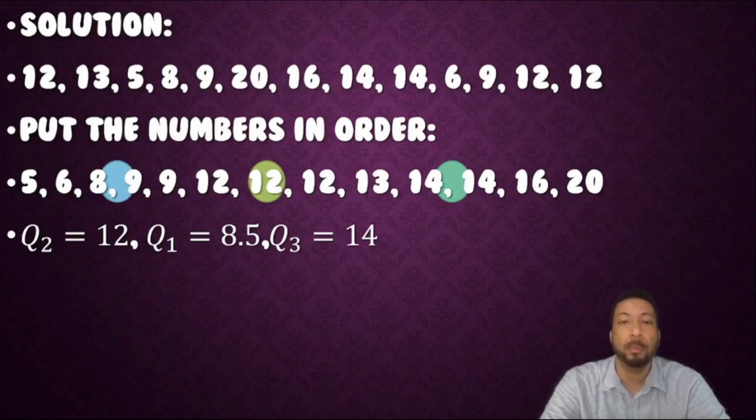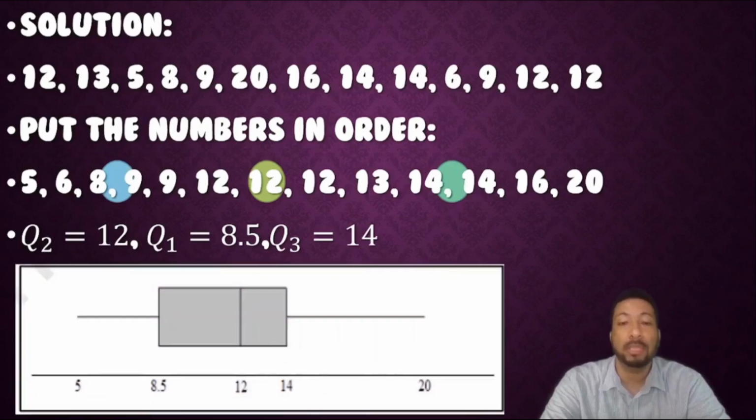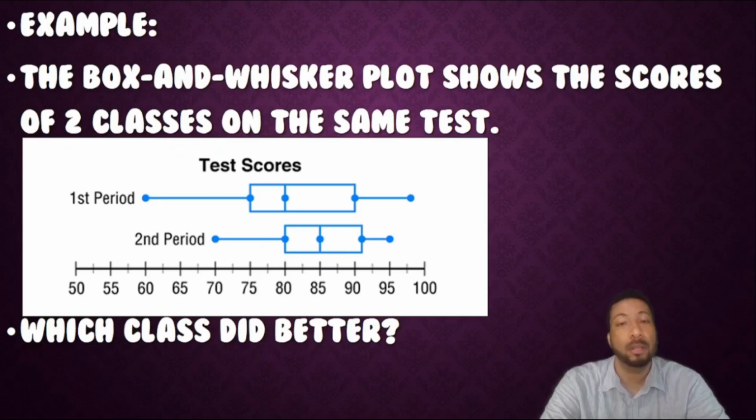So when we construct our box and whisker plot, we will draw our rectangle from the lower quartile, which is 8.5, up to the upper quartile, which is 14. That's our rectangle. Then right at the median, which is Q2, that's where we draw a vertical line to show that that's the median. And then our whiskers on the two sides go from 8.5 all the way down to the lowest value, which was 5, and from 14 all the way to the highest value, which was 20. Seems easy, doesn't it? Let's get into another example.